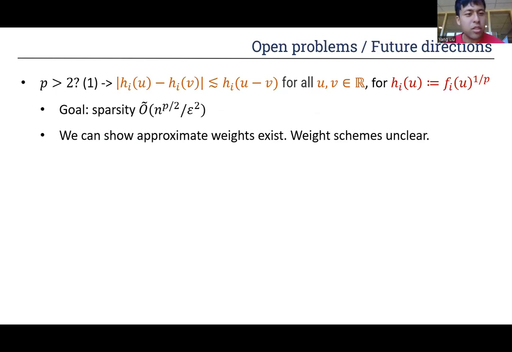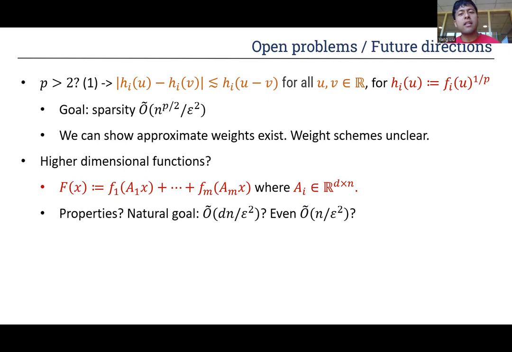As for some future directions, our proof currently does not work for p greater than 2. So note that condition 1 is currently |h(u) minus h(v)| at most |u minus v|, auto-Lipschitzness, and we treat the functions to be h squared. Well, I think a natural conjecture would be that if f_i was h_i to the power p, where p is greater than 2, then you obtain sparsifiers of size n to the p over 2 over epsilon squared. Though we're currently not able to establish that for technical reasons.